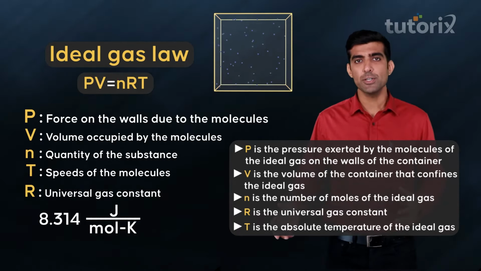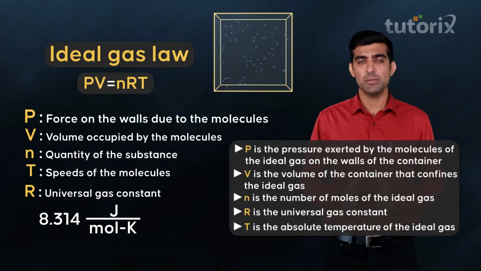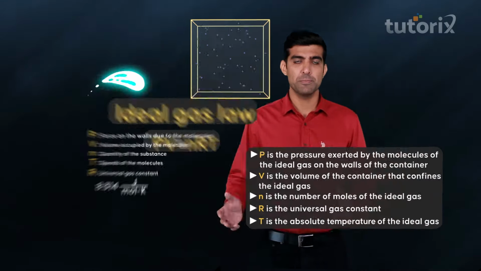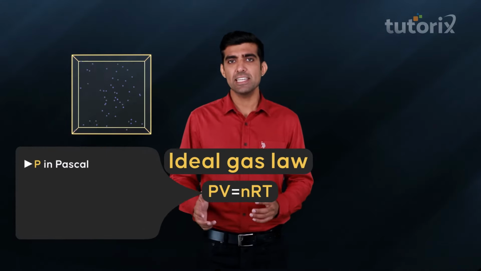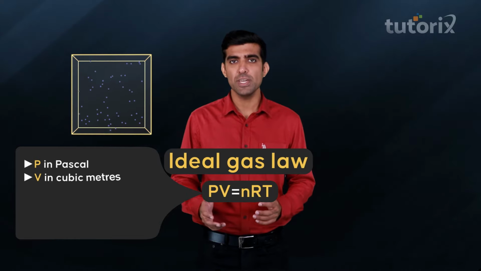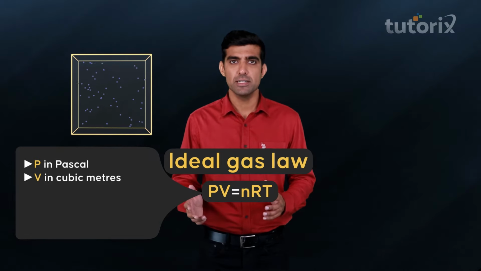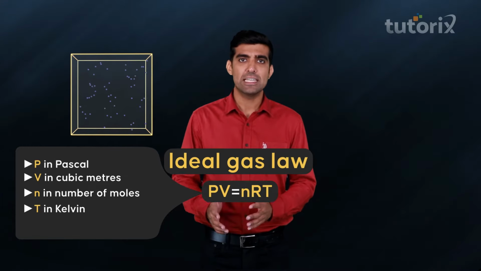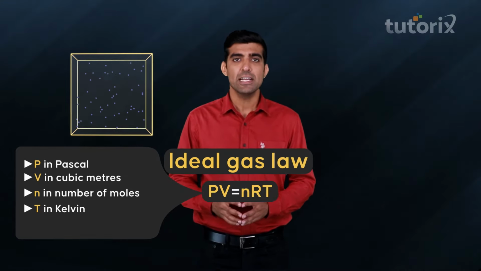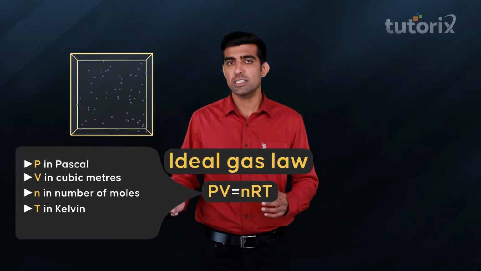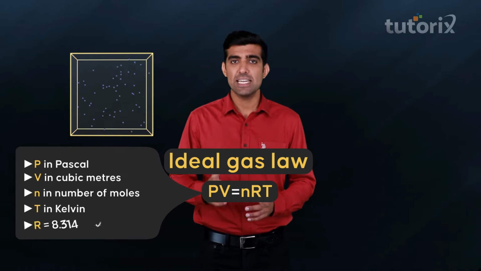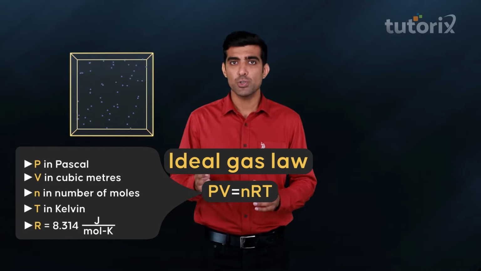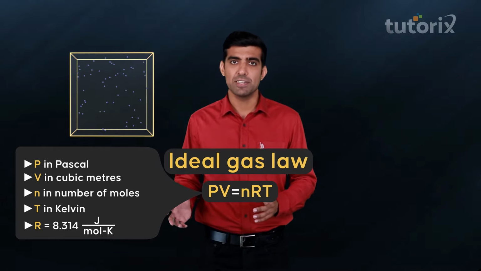Remember, while using this equation, to take all the parameters in respective units. If pressure P is taken in pascals, volume V in cubic meters, number of moles n in moles, temperature in Kelvin, then R, the universal gas constant, must be taken as 8.314 joules per mole per Kelvin.